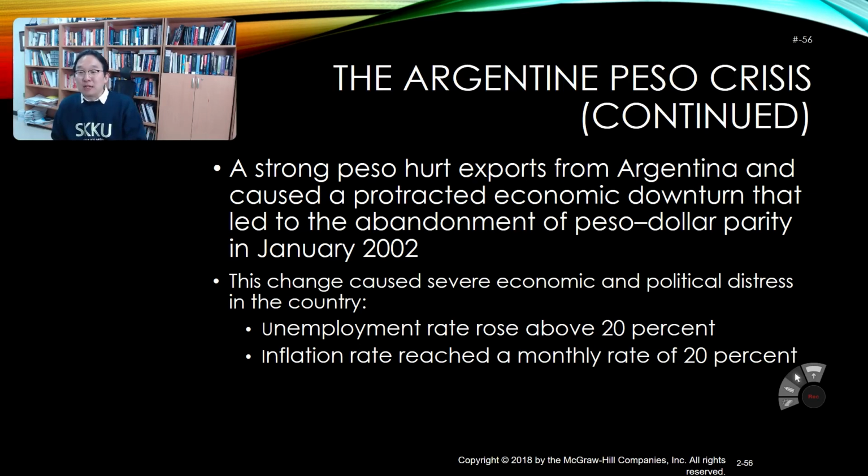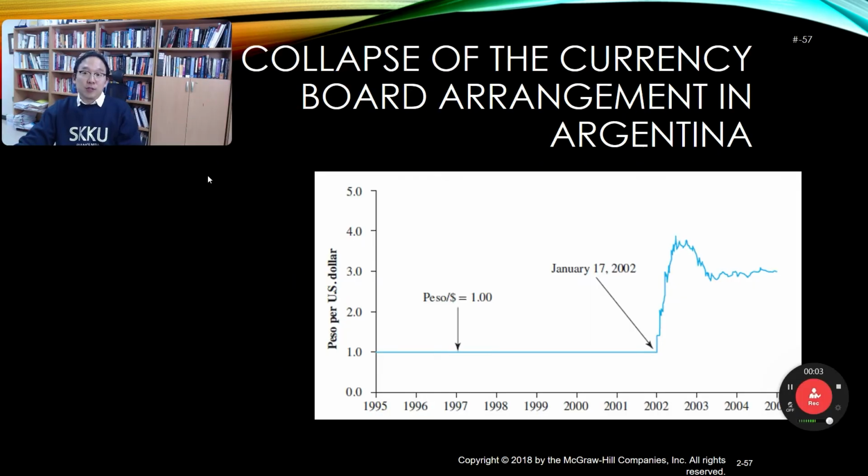Import prices increased like crazy, of course. Even though your exports may be advantageous, too much of an import price increase would not help you. The inflation rate reached a monthly rate of 20%. So what do you see over here? This is the Argentinian peso per US dollar. I said devaluation of the peso, which means the dollar price skyrocketed. That's what you see over here.